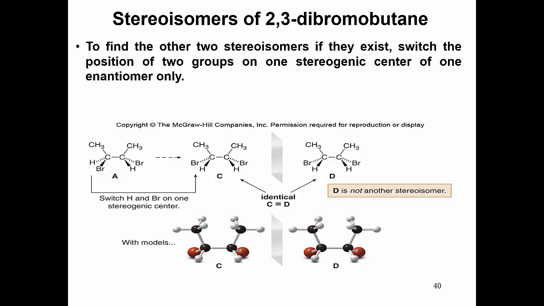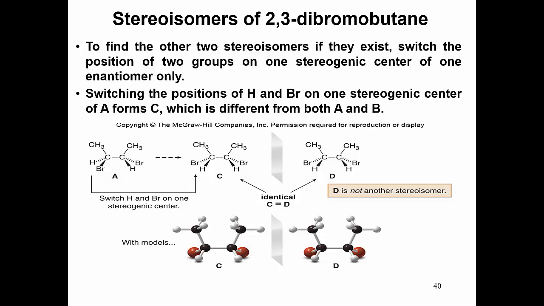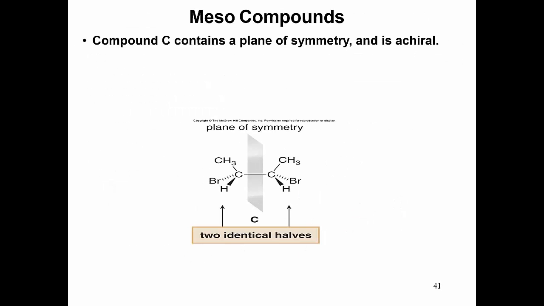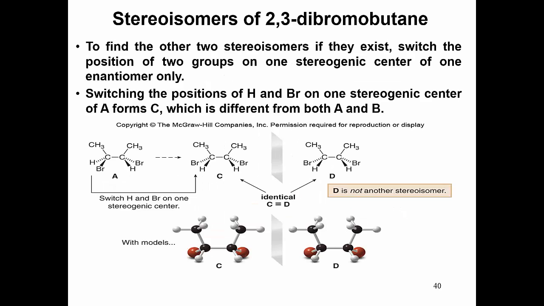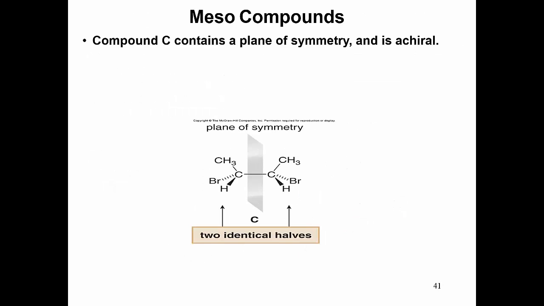So there's no enantiomer of C. We just have A, B, and C as our stereoisomers. And so the relationship between A and B is going to be an enantiomer. The relationship between A or B with C is going to be diastereomeric. And C does not have an enantiomer. It's got a mirror image that is superimposable. All right, I hope this is starting to make some sense.